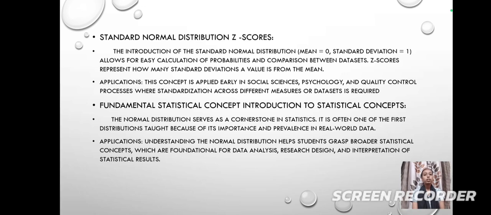Next is standard normal distribution, z-scores. The introduction of the standard normal distribution, mean equals 0, standard deviation equals 1, allows for easy calculation of probabilities and comparison between data sets. Z-scores represent how many standard deviations a value is from the mean. Application. This concept is applied widely in social science, psychology and quality control processes, where standardization across different measures or data sets is required.